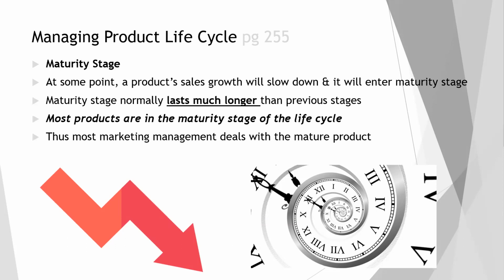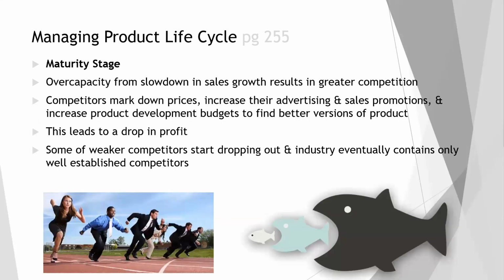So most marketing management, most strategy, most things that we're working on deals with a mature product and what's going on in this maturity stage, because this stage does last usually very long for the majority of the product's life. So during the maturity stage, we could see overcapacity. So our factories are far too big because we used to be producing at a much higher level, but now we've seen a slowdown. We've seen our sales growth start to decrease because we've got greater competition.